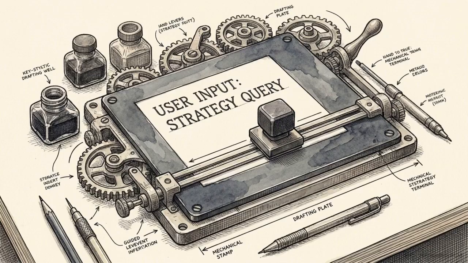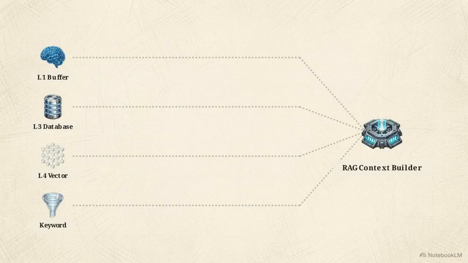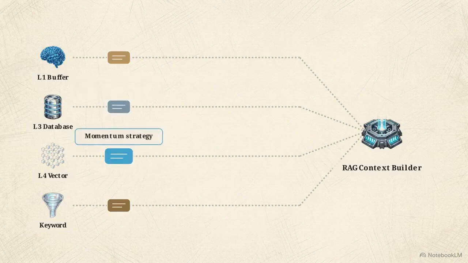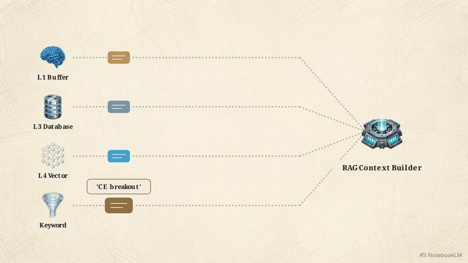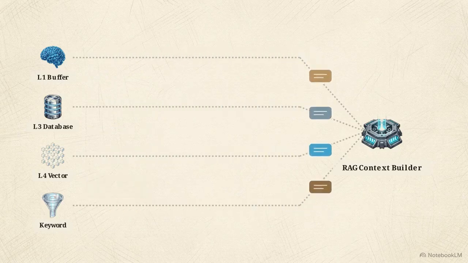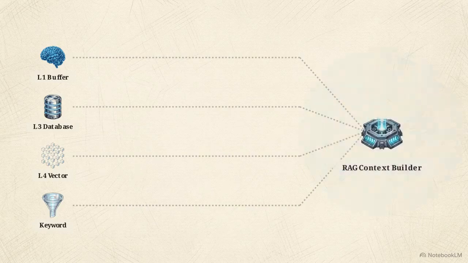Let's apply this full theoretical pipeline to a highly practical scenario: a user inputs a new query into the system. What trading setup do I use? The L1 buffer retrieves recent stop-loss limits. The L3 database pulls a persistent fact. The user trades nifty options. L4 vector search matches the semantic momentum strategy, while keyword search catches the exact CE breakout. These 4 threads funnel directly into the RAG context builder.